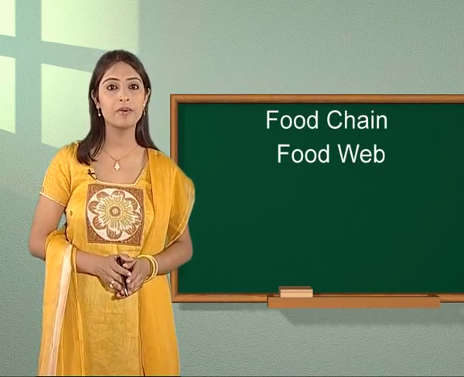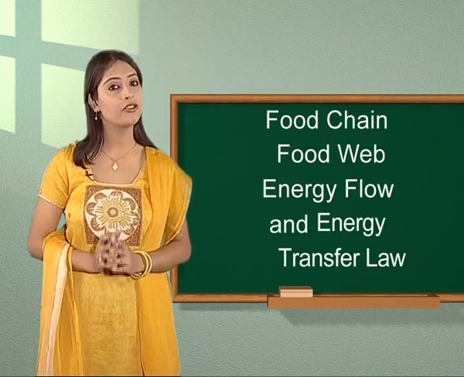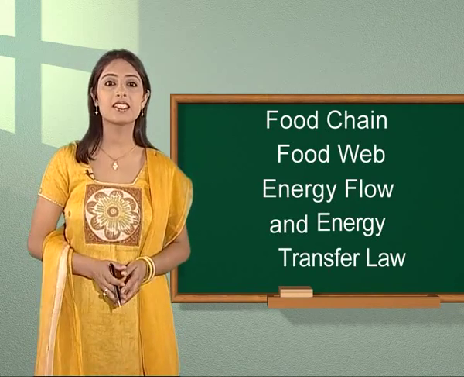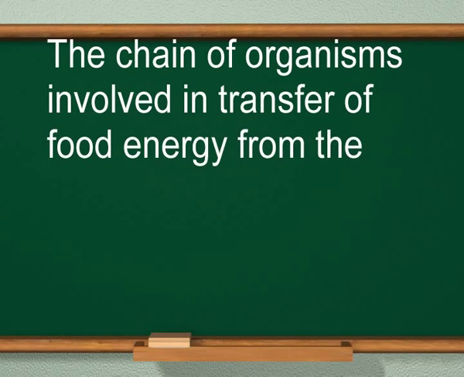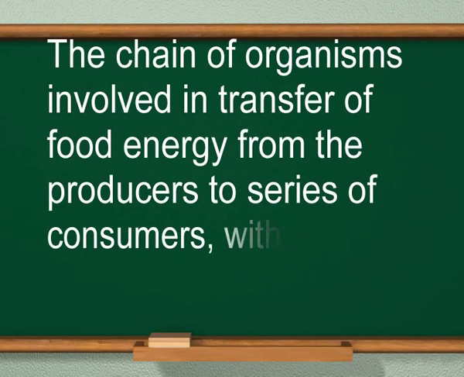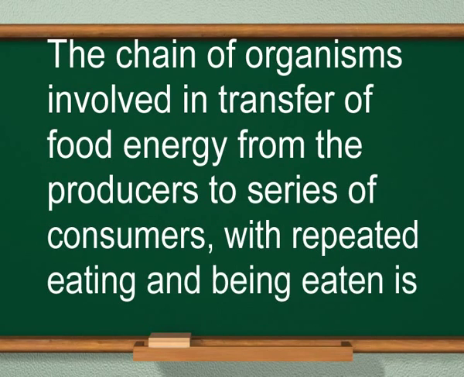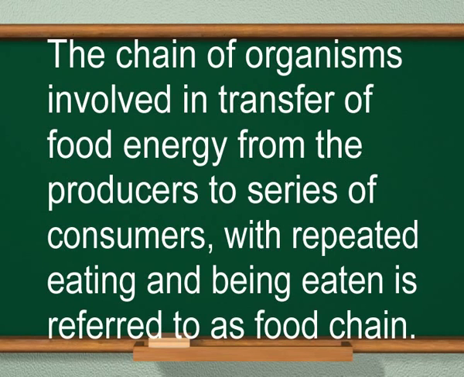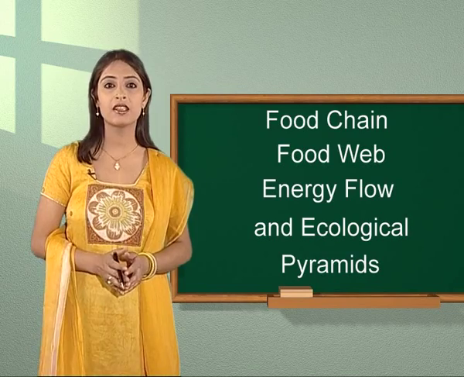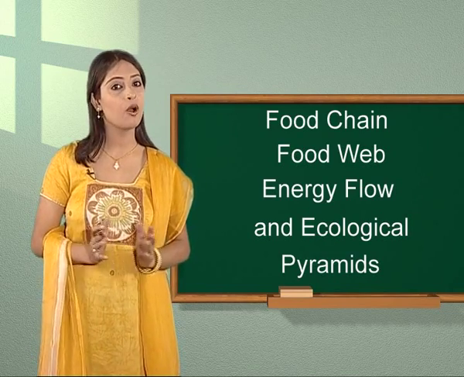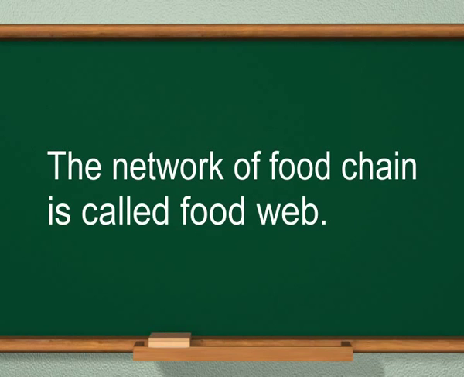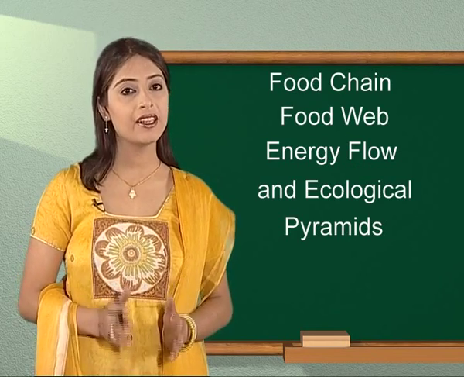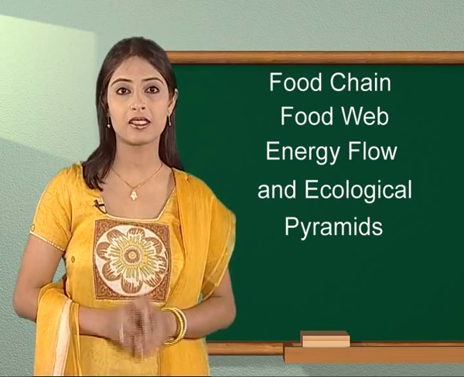Today we have discussed the food chain, food web, energy flow and energy transfer law. We discussed that the chain of organisms involved in the transfer of food energy from the producers to a series of consumers with repeated eating and being eaten is referred to as a food chain. In the food chain, the flow of energy is always one directional, while the network of food chains is called a food web. In the food web, energy is transmitted through various paths.